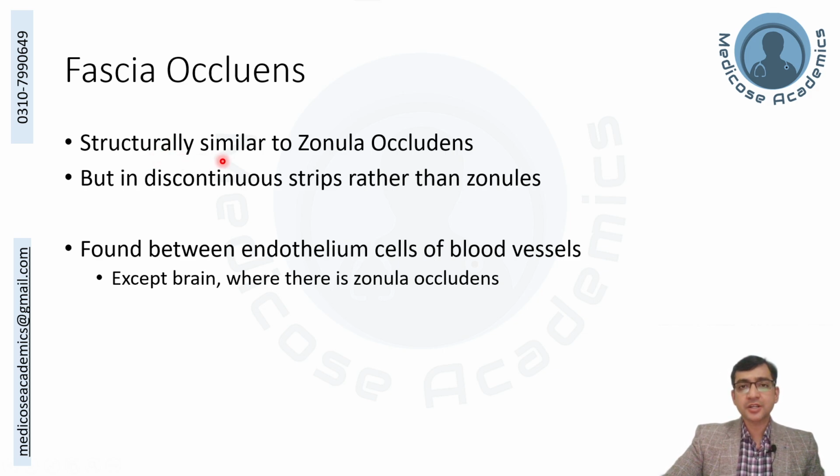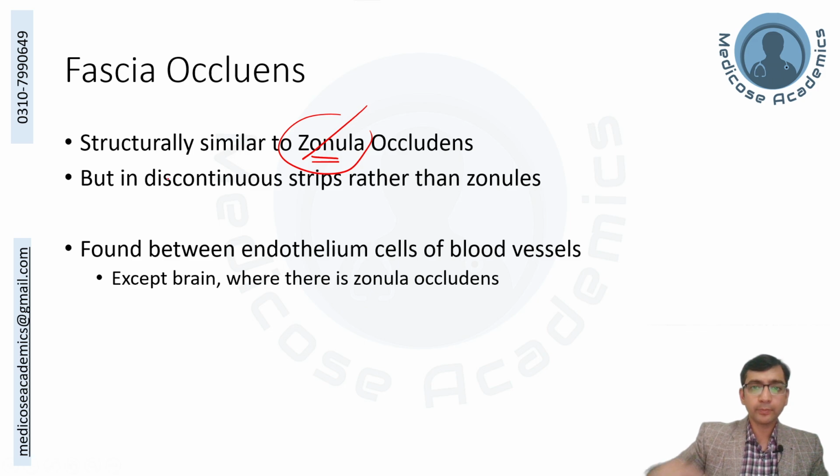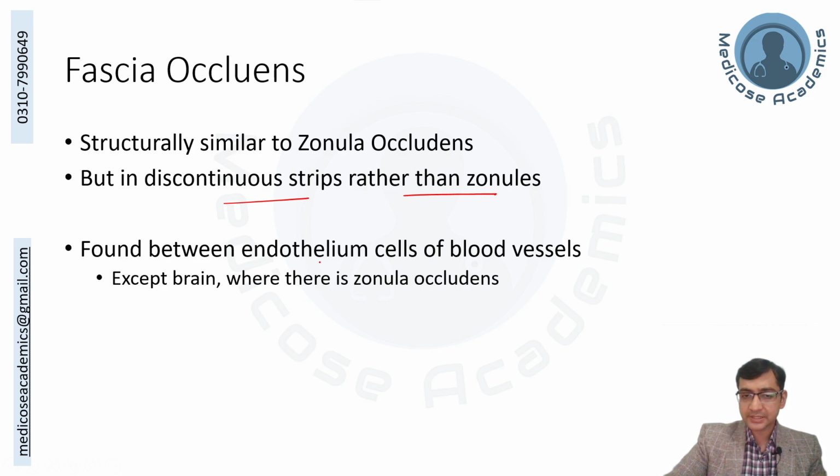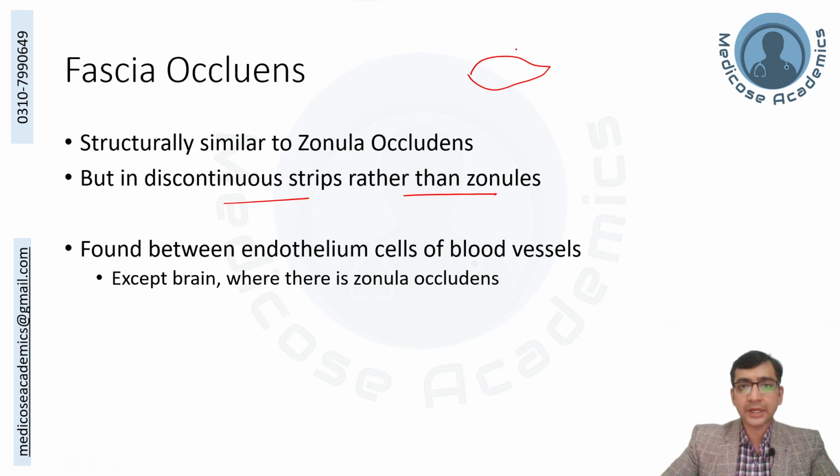These are ultrastructurally similar to the zonula occludens or tight junctions, but they do not have the zonula part, meaning they do not make a continuous circle around the cell, rather there are discontinuous, interrupted strips around the cells. So these are found between the endothelial cells. In a blood vessel, the endothelial cells are like this. They are present very closely adherent to one another.